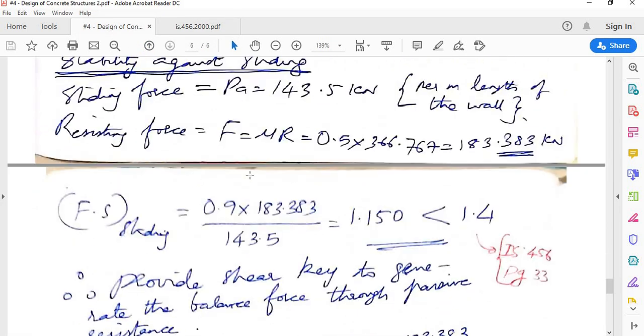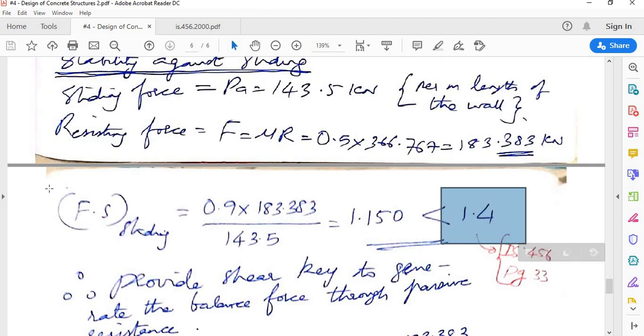So this is the check: 0.9 into 183, which is the restraining force, and the force that's trying to slide is 143.5, which is this. So factor of safety is 1.15, which is lesser than 1.4, which means the retaining wall is not safe in sliding. Now remember the theory I discussed, I think 3 or 4 lectures back.